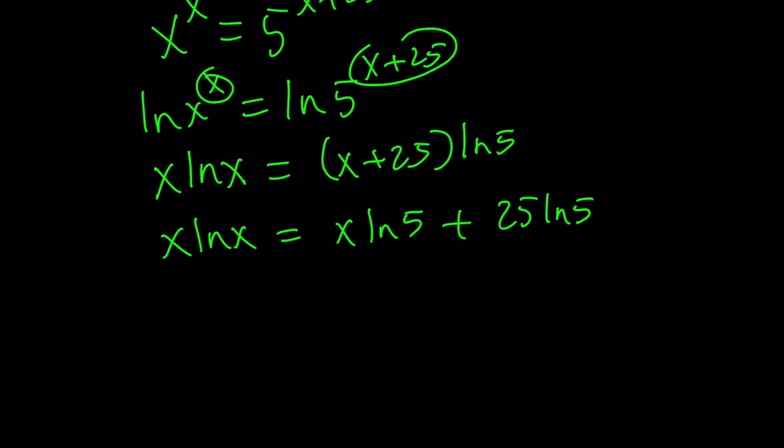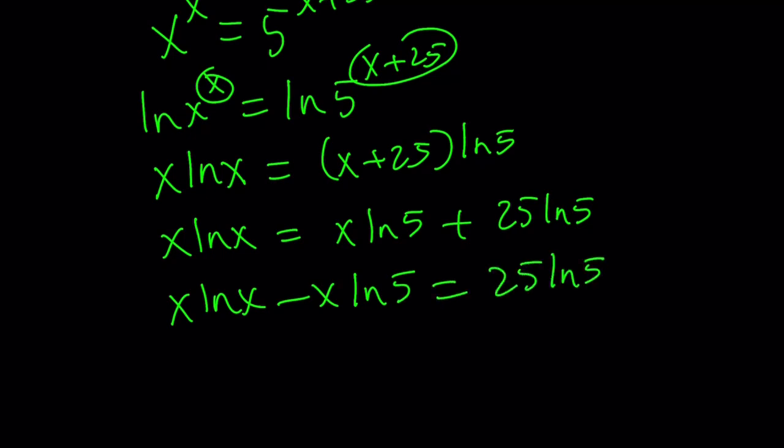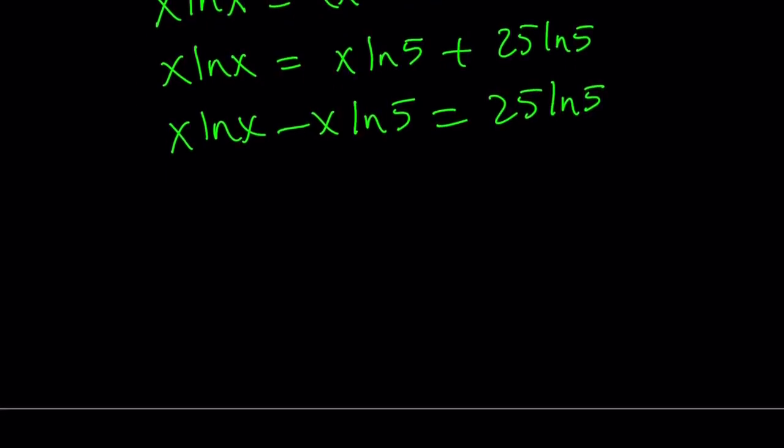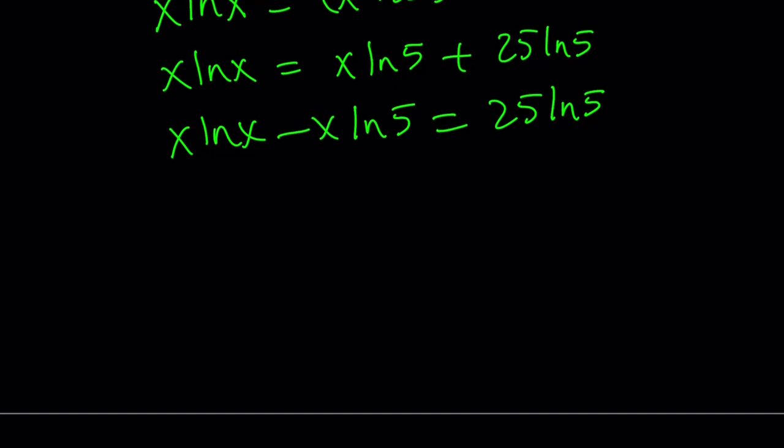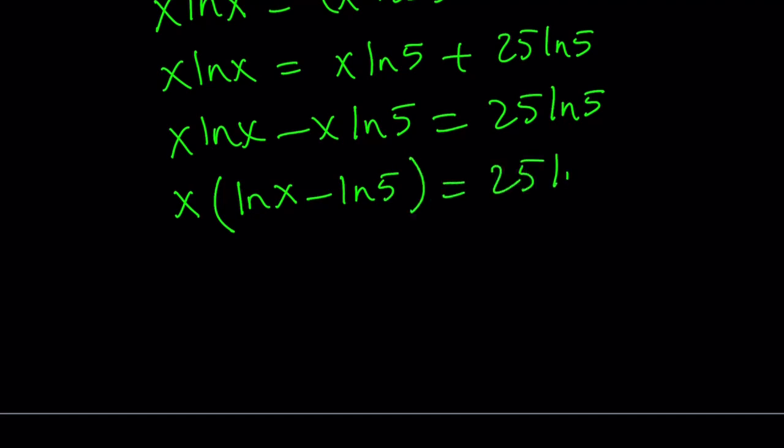Makes sense? So let's go ahead and bring the x's together. x ln x minus x ln 5 equals 25 ln 5. So we're going to try to get an equality from here, but let's go ahead and work this out a little bit more. So why don't we take out an x, because that's a common factor. That gives us x times the quantity ln x minus ln 5 equals 25 ln 5.